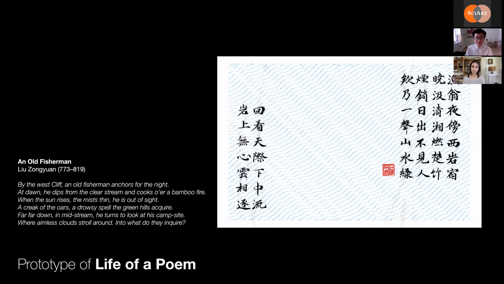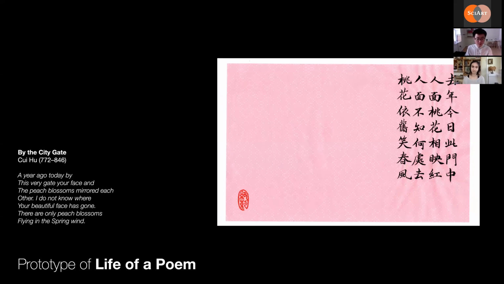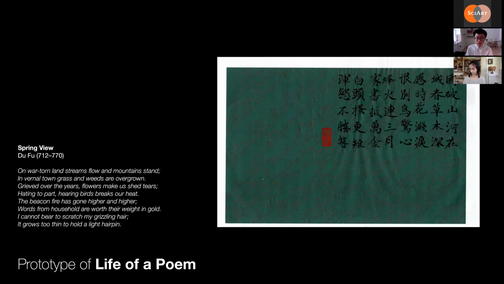And here is a poem about the changes between last spring and this one. With the same peach blossom, the poet couldn't find the same person he used to know. And here is one about the spring view of a war-torn land. So I chose this combination of colors to represent the sensation of the poet. Yeah, so this is what I've been working on.